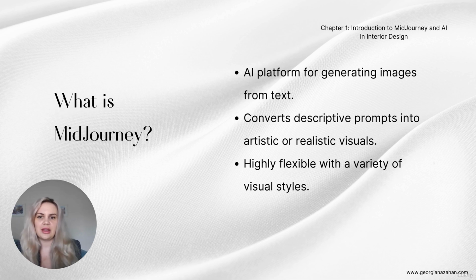So, what is MidJourney? MidJourney is an AI platform that turns text into images. You describe a space like a cozy Scandinavian living room with natural textures and soft lighting, and boom, it gives you a visual. It's like Pinterest and the genie had a baby. You type the vibe, and the AI generates visuals that match it. Realistic, artistic, moody, minimal, whatever your heart desires. And this is super powerful in interior design, where clients often struggle to imagine what you're describing. This tool lets you show them instantly.